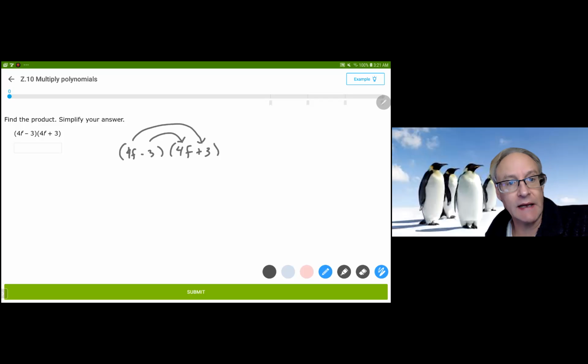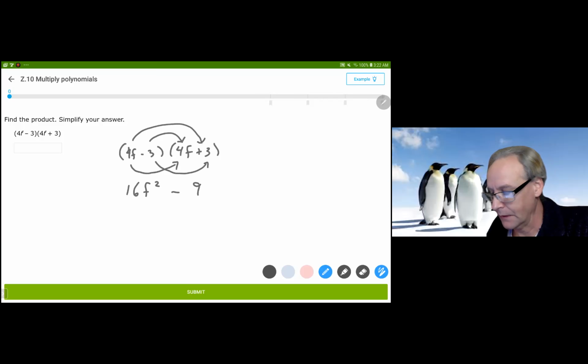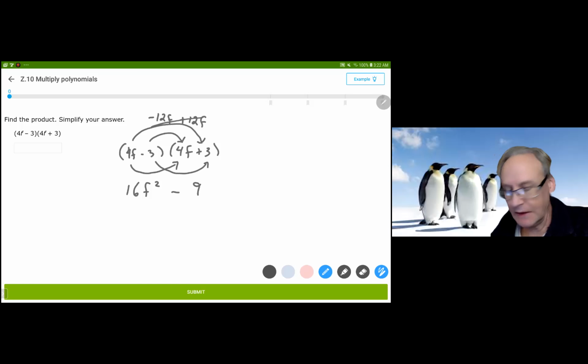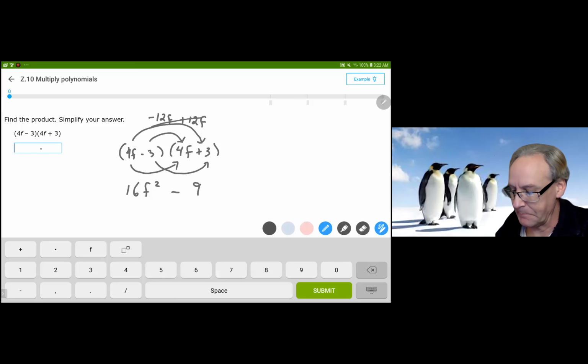Our first terms multiply out and give us 16f squared. And our last terms multiply out and give us minus 9. Our middle terms are negative 12f and positive 12f, and they cancel out, give us 0, so we get a difference of squares. It's just that special case that we did already. 16f squared. If you didn't do the Z8, that's what this one is for.